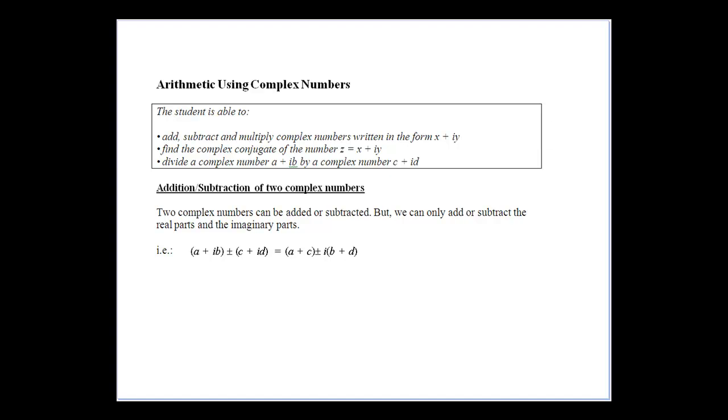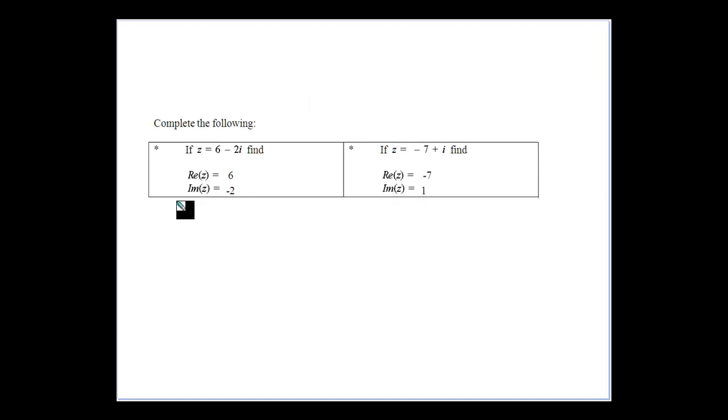So we can start to see that situation, and that's how we start to describe complex numbers in terms of their real parts and in terms of their imaginary parts. So there are two parts to a complex number at all times.